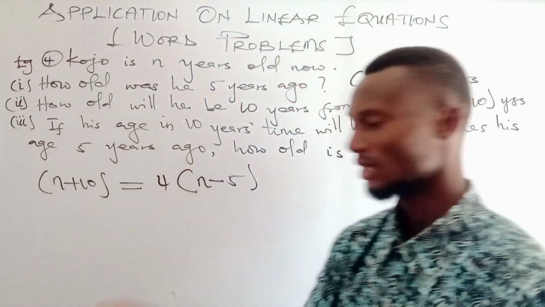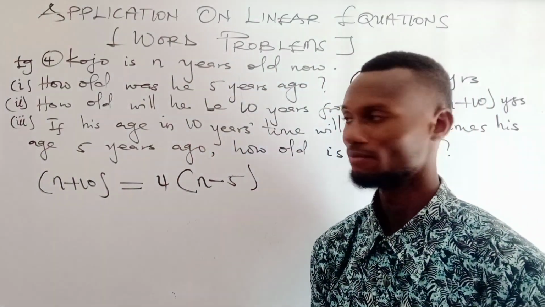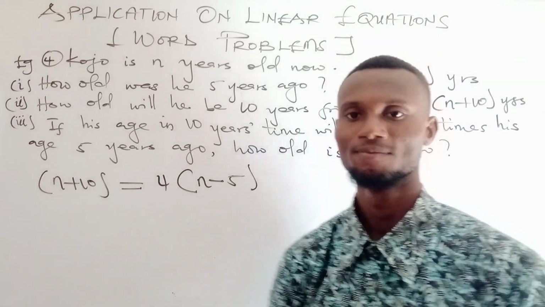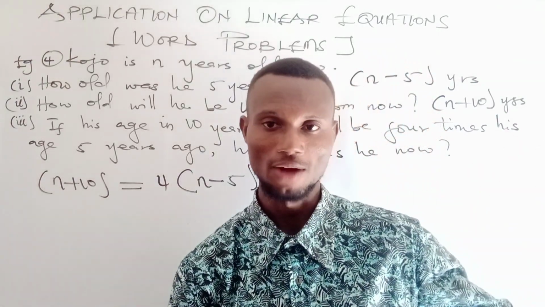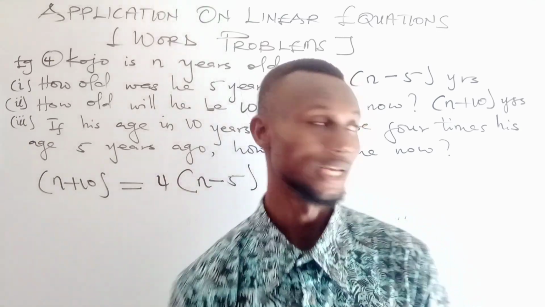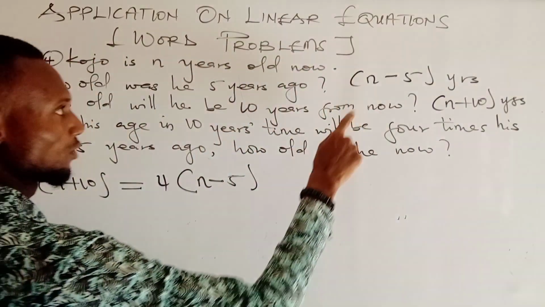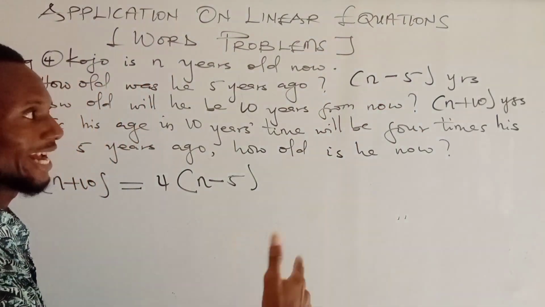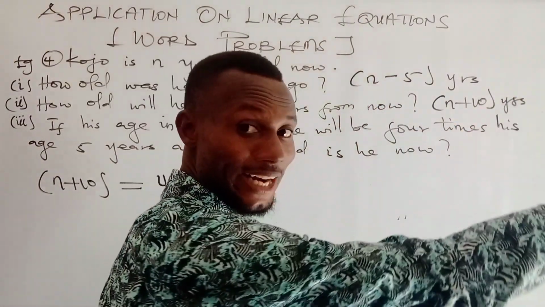Okay, so now let me go over one more time. Now we know his age in 10 years from now. We know his age 5 years ago. His age 5 years ago is n minus 5. His age 10 years from now is n plus 10.